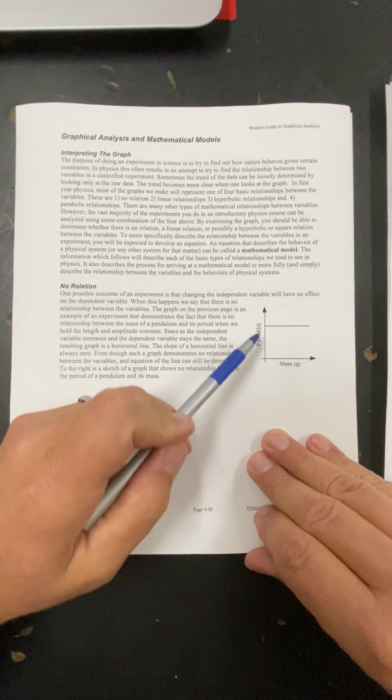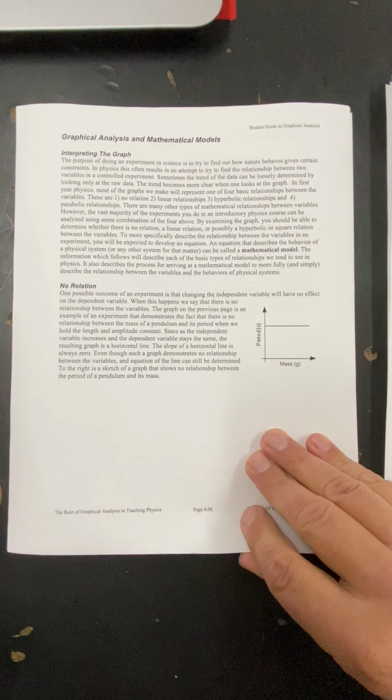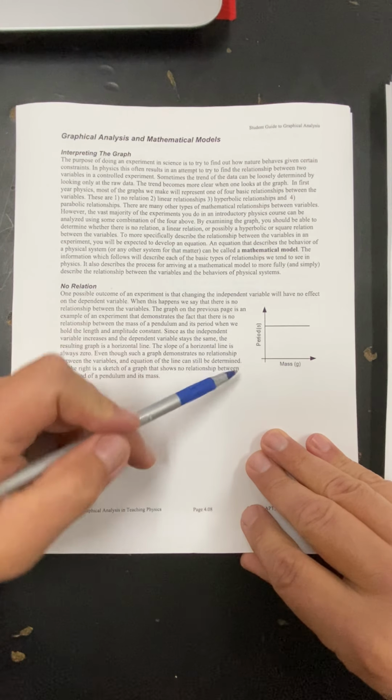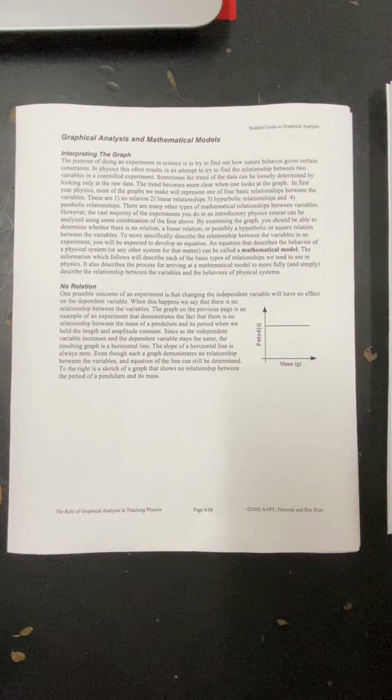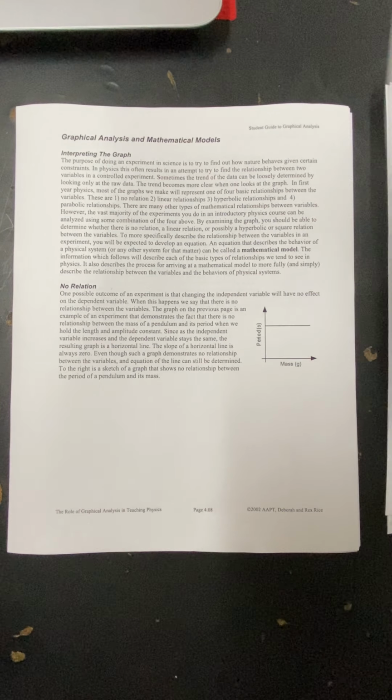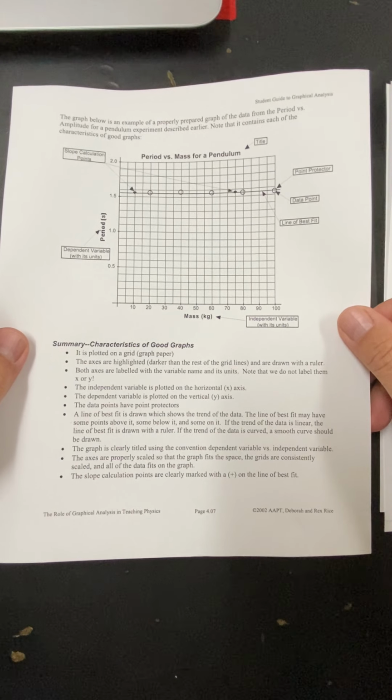So the first one is, maybe you get a graph that looks like this. It's a horizontal line. You plot whatever's on this axis versus whatever's on this axis, and it's just horizontal. Well, this was in reference to this data. Keep that in mind.